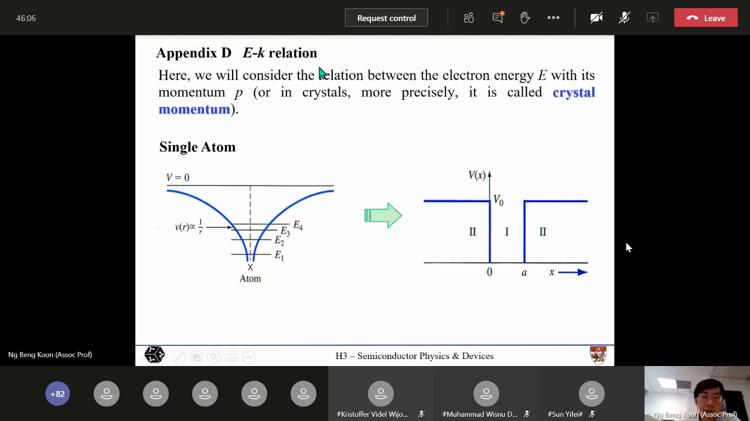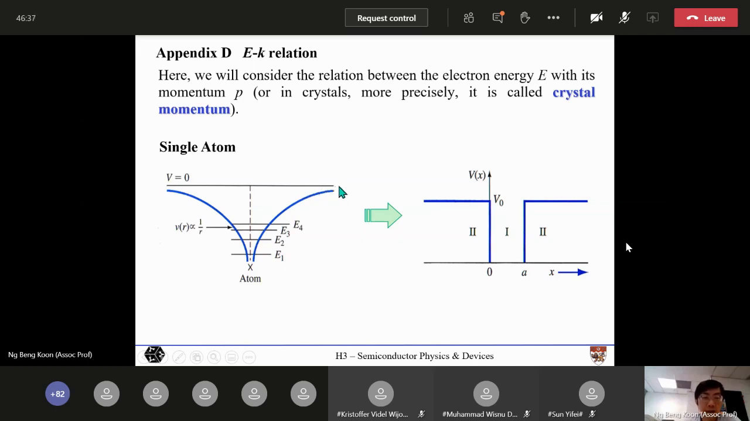And so here, before we talk about the energy against momentum relation of a crystal, let's look at a simple setup first, like a single atom. Let's see whether we can derive the E-k relation for an electron around a single atom. Of course, if you look at a single atom, you have the nucleus, and we're interested to see the behavior of this electron around it.